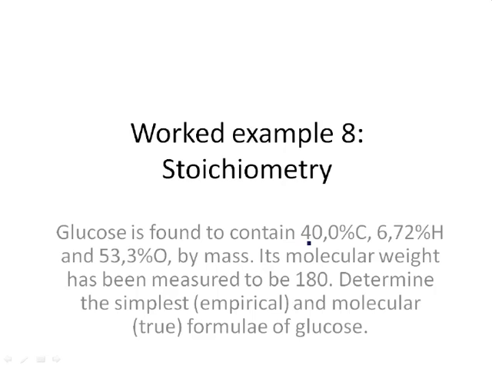Glucose is found to contain 40% carbon, 6,72% hydrogen, and 53,3% oxygen by mass. Its molecular weight is 180. You have to determine the simplest, also called empirical, and the molecular, also called true, formulae of glucose.